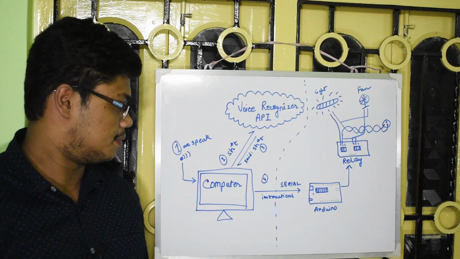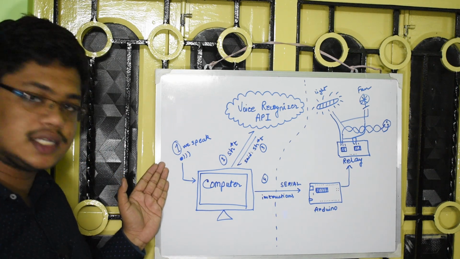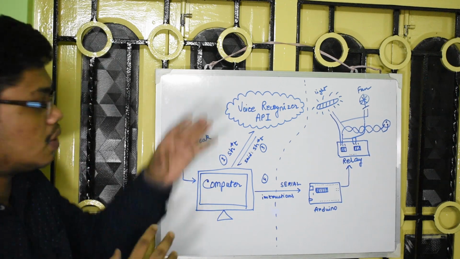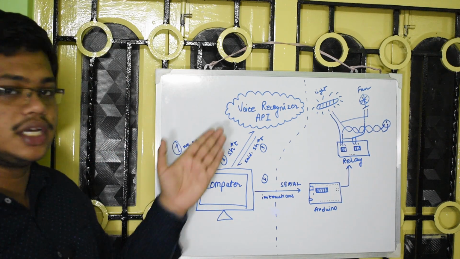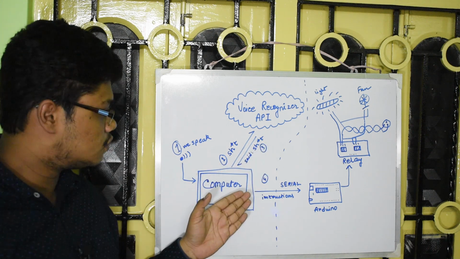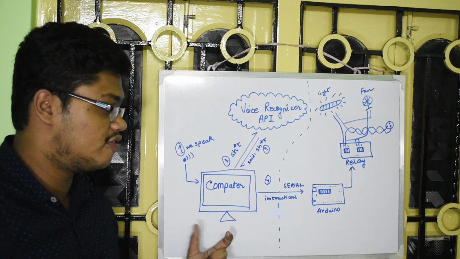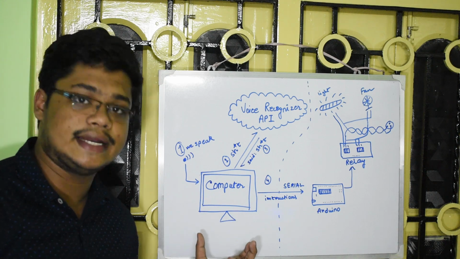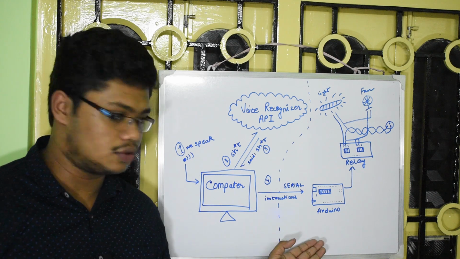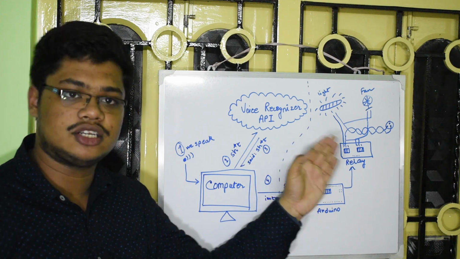Let me explain this diagram. First, we speak into a microphone. This microphone takes the audio signals into the computer. Then the computer sends this audio data to our voice recognition API, which in turn turns that audio data into clear text. That clear text is what our computer can understand, and Arduino is connected to our computer via serial. The computer, on getting the data from the API, can send an appropriate signal to the Arduino, which in turn triggers the relay to either turn on or off the light or the fan.